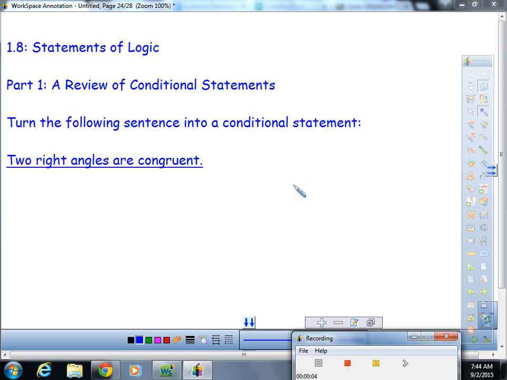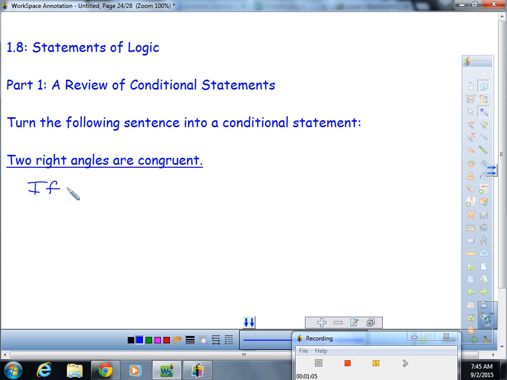Two right angles are congruent. We've got to write that in if-then form. There's a correct way to do it and an incorrect way to do it. If two angles are congruent, then they are right angles. Is that the proper way? It is not. So remember, order matters.